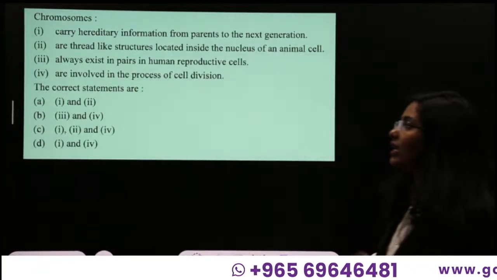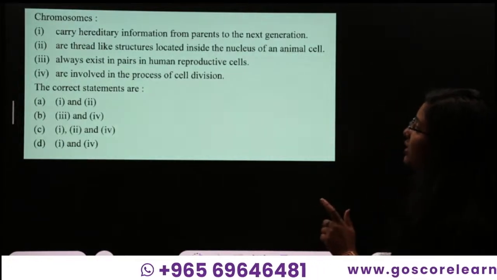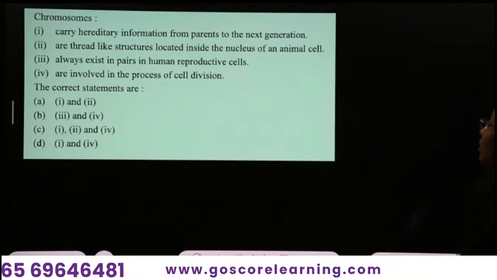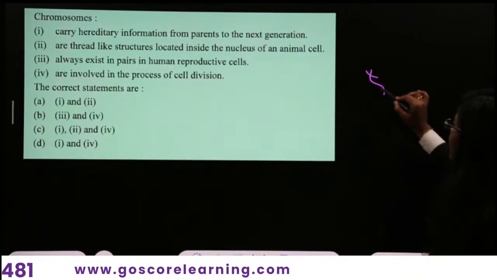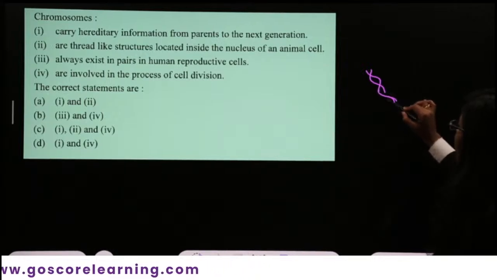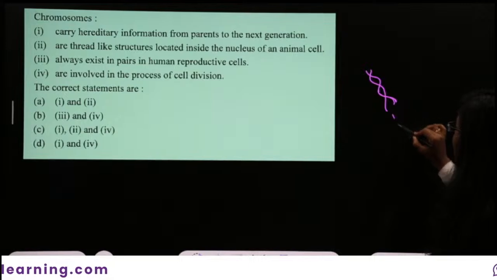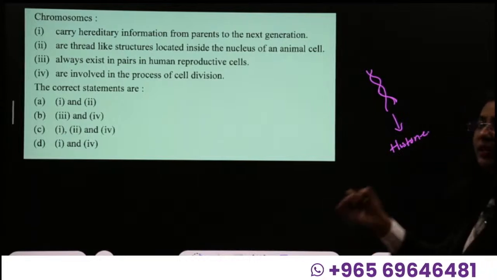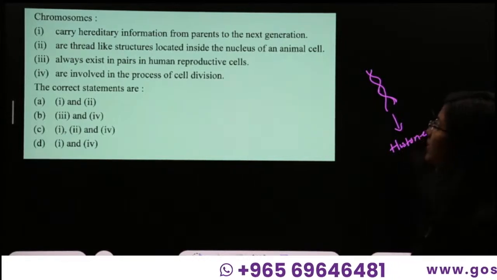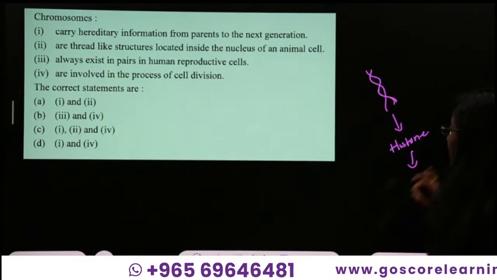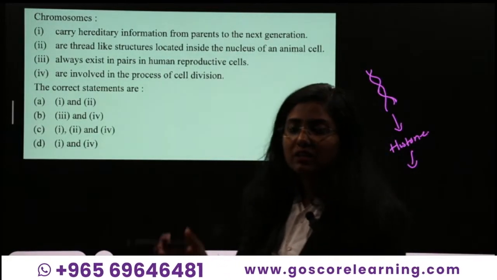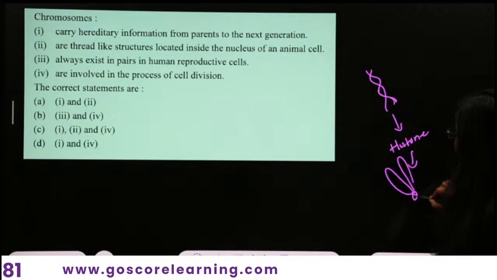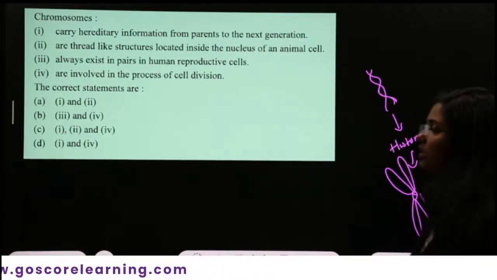These are the 4 statements given. Let's see each and every statement. So first statement, let's cross check. Chromosomes carry hereditary information from parents to the next generation. Do you know what a chromosome is? There is DNA present in our body, and this DNA along with histone proteins, which we will learn in upcoming classes, but you have a basic idea, is set together to form a structure. These structures are known as chromosomes.